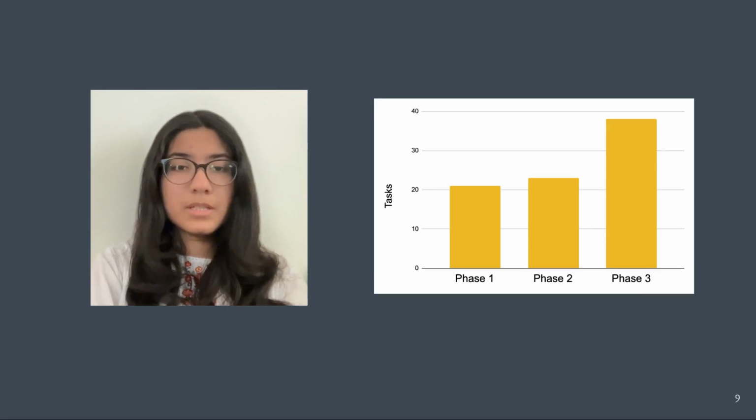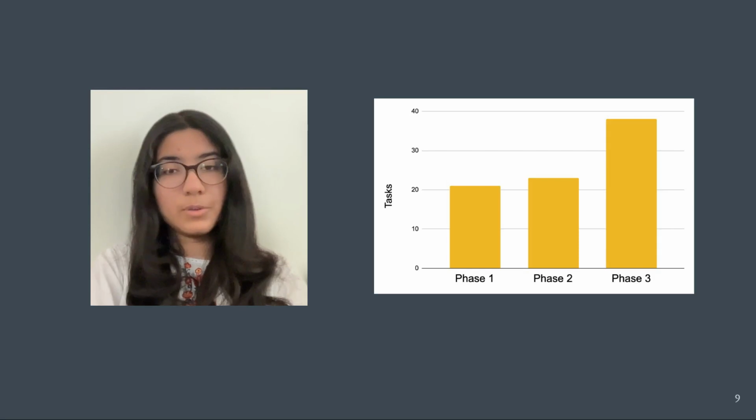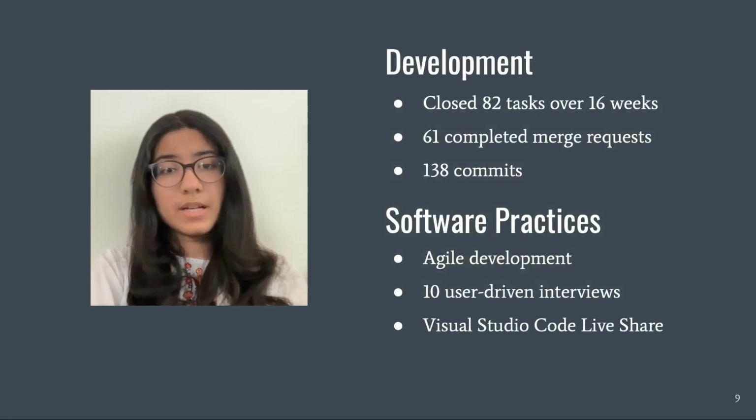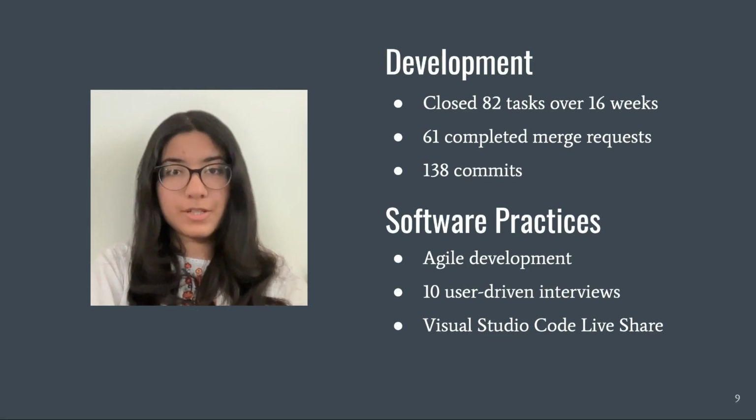Our development took place over 16 weeks, over which we completed 82 tasks in total. The task breakdown can be seen in the chart for more insight. Also, over this time period, we made 138 commits and 61 merge requests. All of this was enabled by helpful software practices. We used agile development strategies like weekly sprints and stand-up meetings. Also, we used Visual Studio Code Live Share to pair program efficiently.